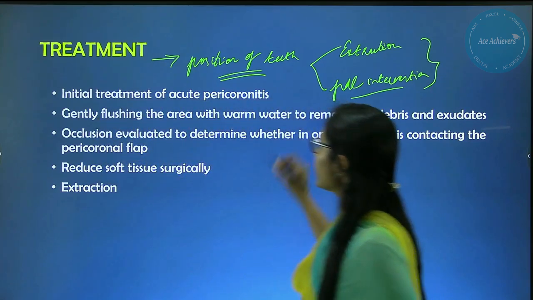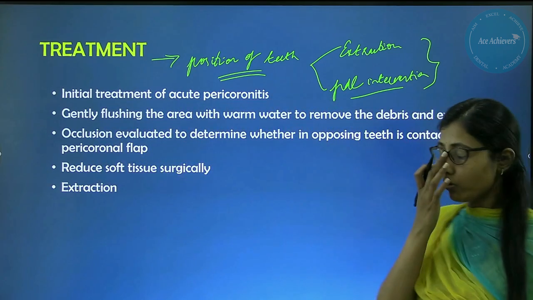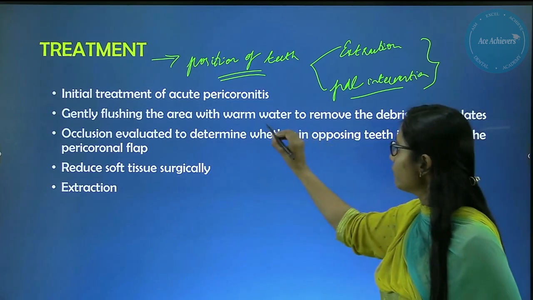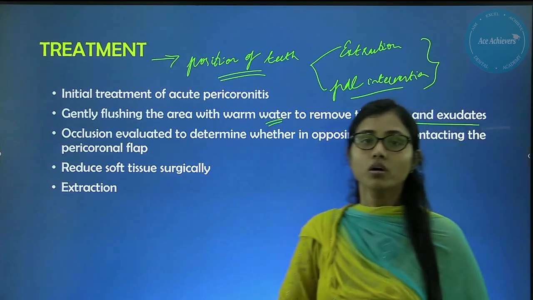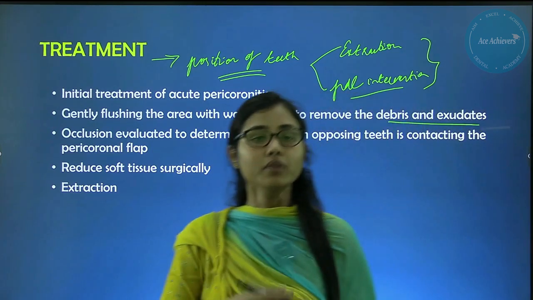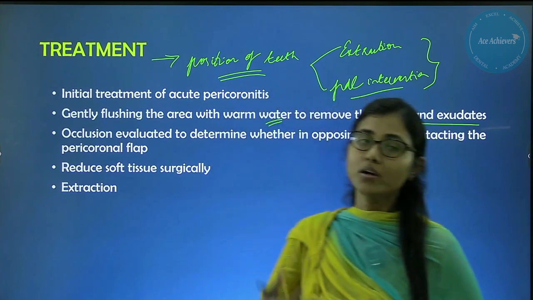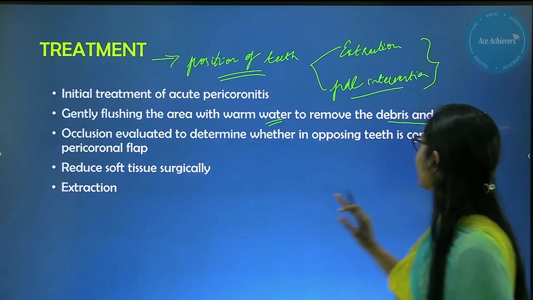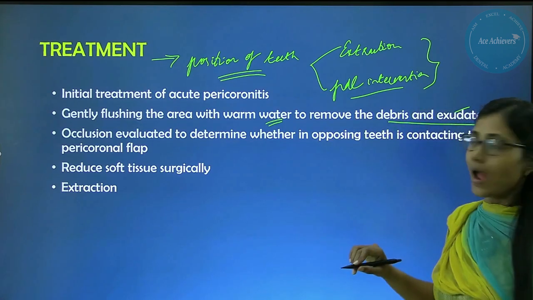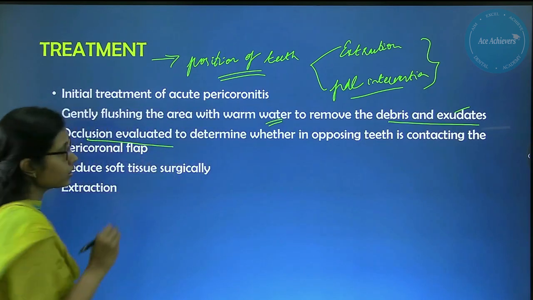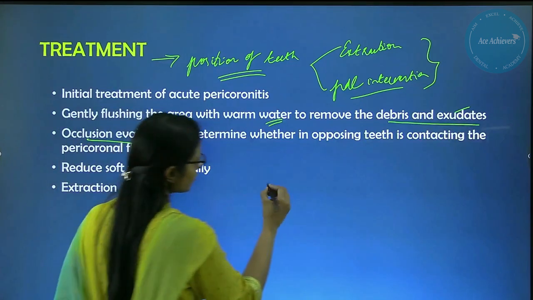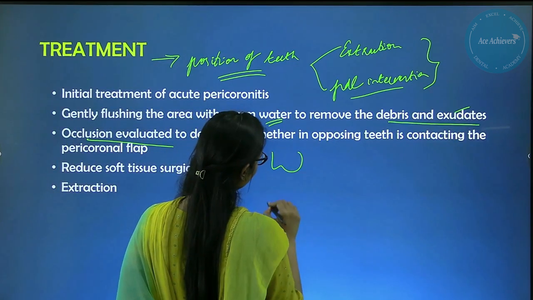Okay, so for the initial treatment of pericoronitis, we have to gently flush the area with warm water to remove the debris and exudates. You can even do a subgingival scaling. You can put a topical spray and do a subgingival scaling to remove all the debris and the exudates. And the occlusion has to be evaluated. You have to check the occlusion for any hindrance or impingement from the opposing tooth.